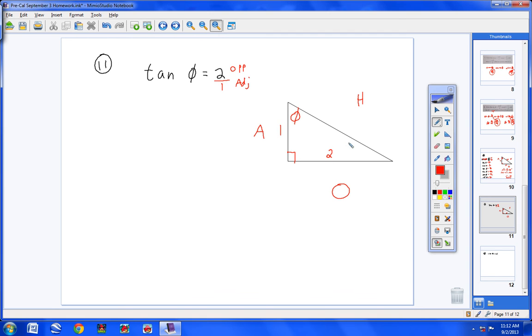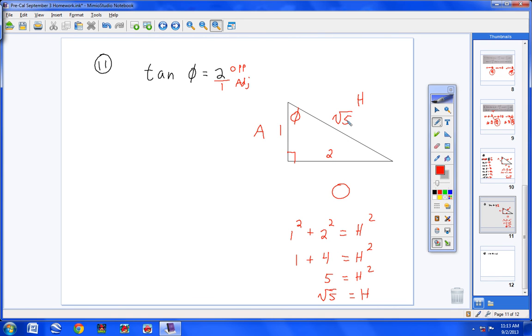And now using Pythagorean theorem, we're going to find this missing side. So I know two legs. One leg is 1. The other leg is 2. So 1 squared plus 2 squared equals my hypotenuse squared. So 1 times 1 is 1. 2 times 2 is 4. 1 plus 4 is 5. Now take the square root of both sides. The square root of 5 is simply the square root of 5. And the square root of h squared is h. So now I know the length of the hypotenuse is the square root of 5.